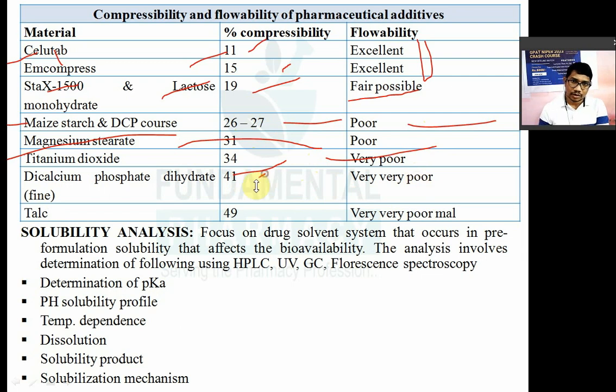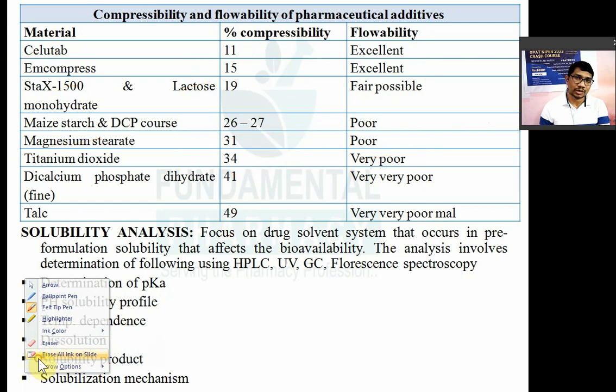Talc, the Carr's index of talc is 49, very very poor flow. Talc is the poorest. So that is, again, a few examples of pharmaceutical material with their Carr's index.